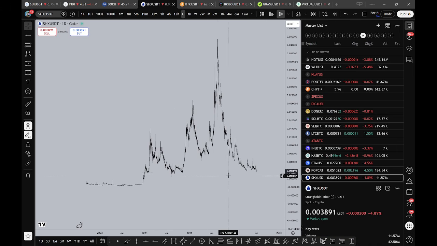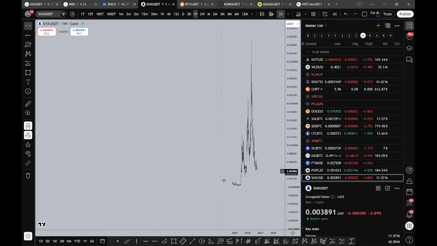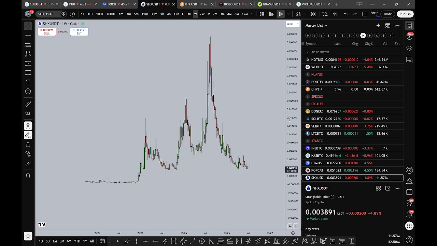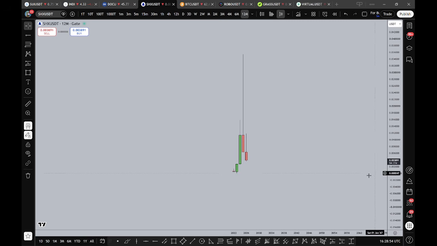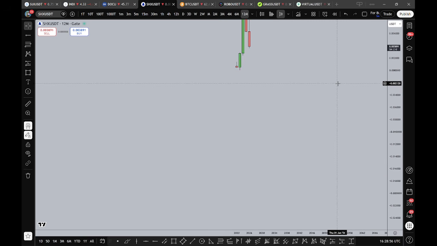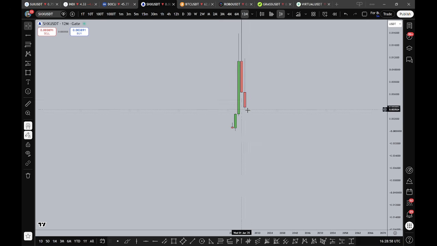This one had a crazy move back in the day when you first mentioned it, bro. You're back to major support. Is there anything interesting in this area? Not yet. I would want it to go deeper, looking at the yearly. I'd want it to test that minimum.